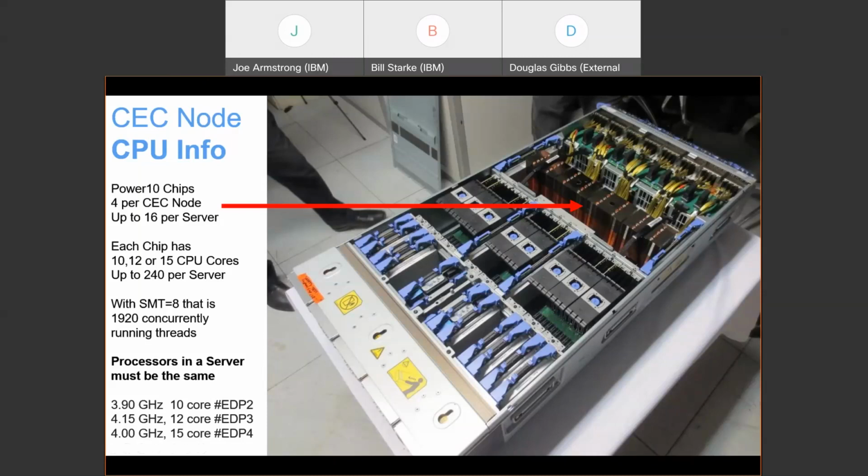So they're all 10 cores, all 12 cores, or all 15 cores, and not just in the CEC, but in the entire system. All the CECs have to be the same. So they're all the same number of cores in the system. And then on the bottom here, you can see the clock speed of each of the different offerings, the different cores. So the 12-core system, interestingly enough, is the fastest clock speed and gives the best performance.